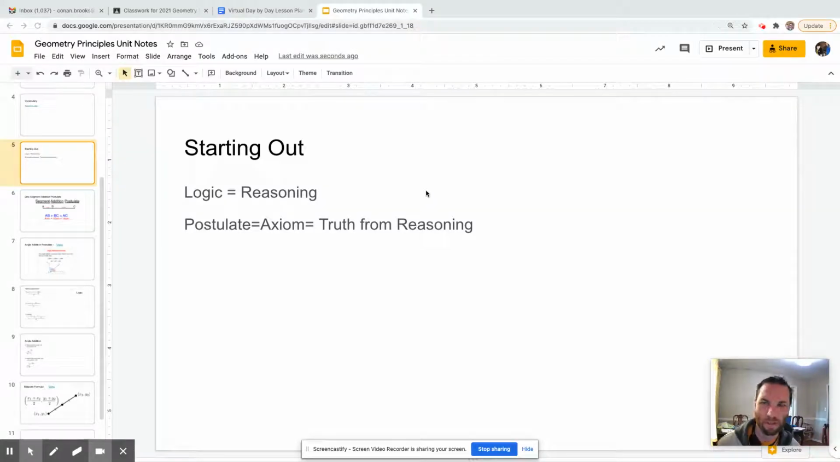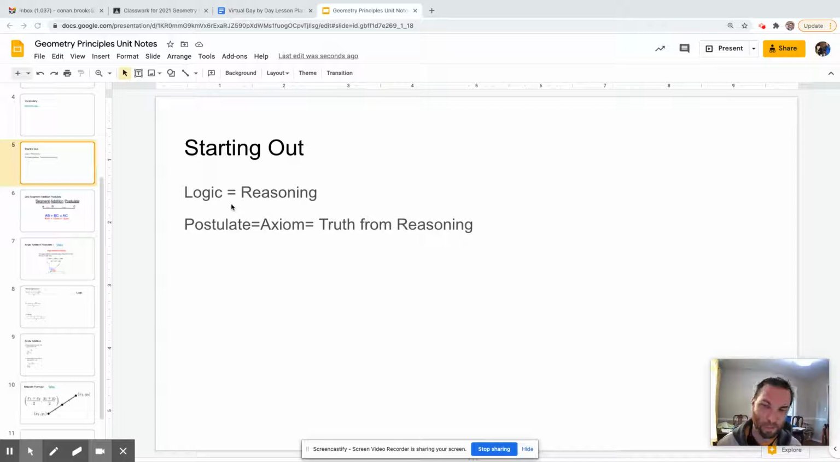Hey everybody, this is the beginning of the lines and logic unit for geometry, and I'm going to talk about line segment addition postulate and angle addition postulate today. And starting out, I just want to talk about what logic is, because in this unit what we want to do is build our capacity for logic. But logic just means reasoning. Can you use reasoning to solve problems?